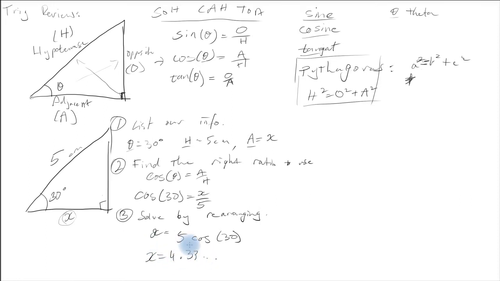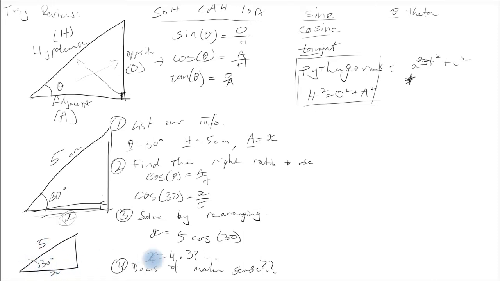Okay, now very last step, step 4, does it make sense? Okay, so let's have a look. Well, x is the adjacent side here, and it's obviously going to be shorter than the hypotenuse, but with an angle of 30, if we had drawn this a bit more accurately, it might look a bit more like this, because that's a bit closer to 30 degrees now. So it's going to be less than 5, and probably not too much less. Our answer is 4.33, and yes, that's definitely less than 5, and it's not much less. So yes, it does make sense.